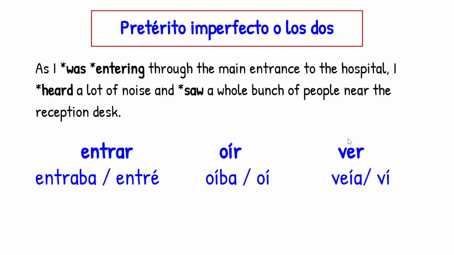This is what happened. As I was entering, we're seeing the INGs again. That's the bouncing one. Through the main entrance to the hospital, I heard a lot of noise and saw a whole bunch of people near the reception desk. As I was entering, entraba, imperfect. It's a bouncing action. Then all of a sudden, I heard, preterite. So this is the ongoing action which was interrupted by preterite, and interrupted by preterite. So I saw and I heard.